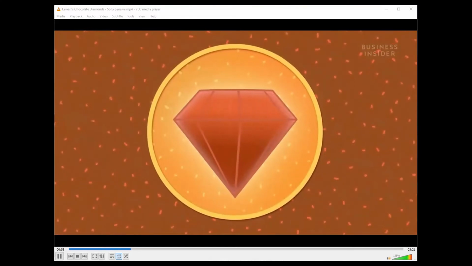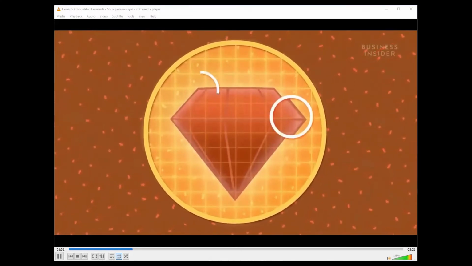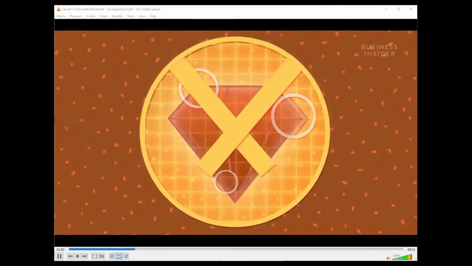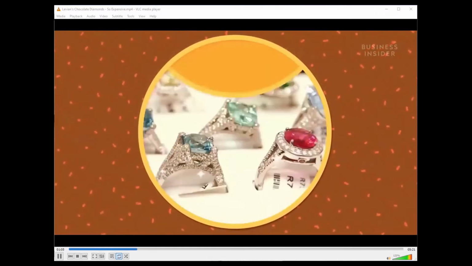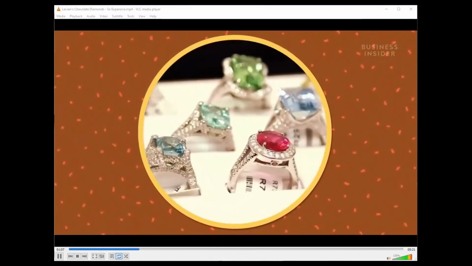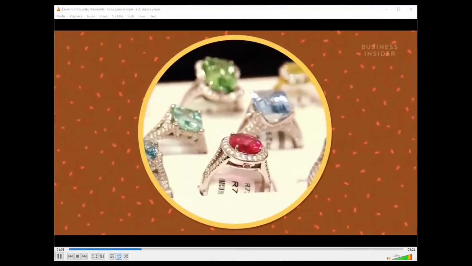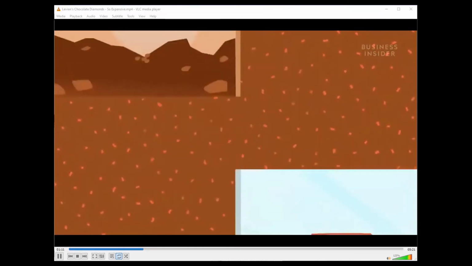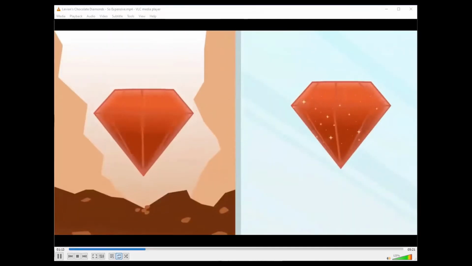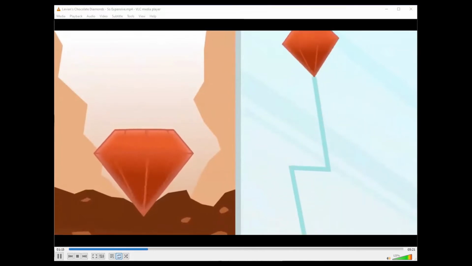For centuries, brown diamonds were cheap. They were typically low in quality and had lots of imperfections. So jewelers didn't want them, especially when they could use brighter pink, blue, or yellow diamonds. Instead, brown diamonds were used as tools, to drill through rocks and cut glass.